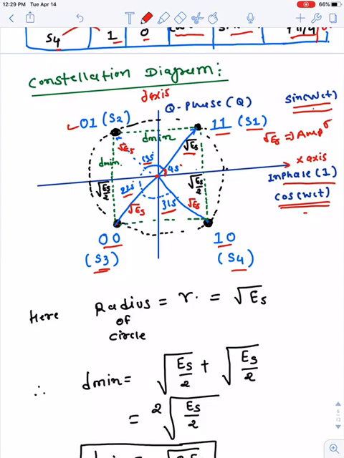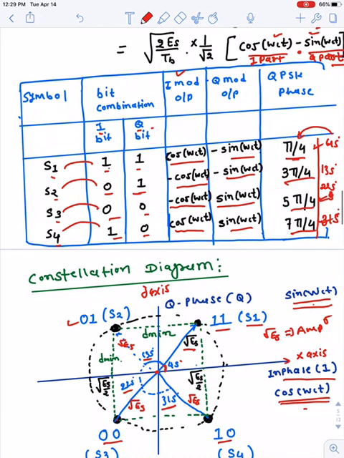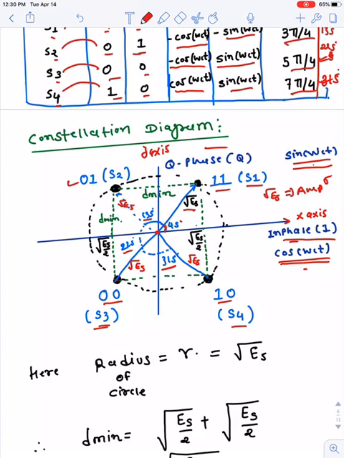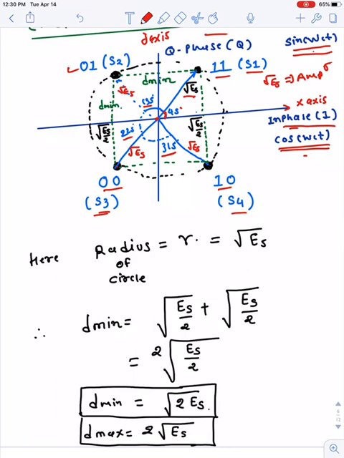Why is it known as QPSK? Because it has two components: the I component, the in-phase component, and the Q component, known as the quadrature component. So a QPSK symbol is constructed using two components. One is the in-phase component, the second is the quadrature component. That is why it is known as quadrature phase shift keying. The Q comes from the fact that there are two components, one in phase and another in quadrature. Now here we will find the distance.